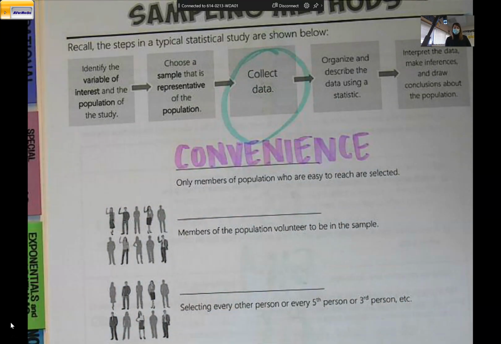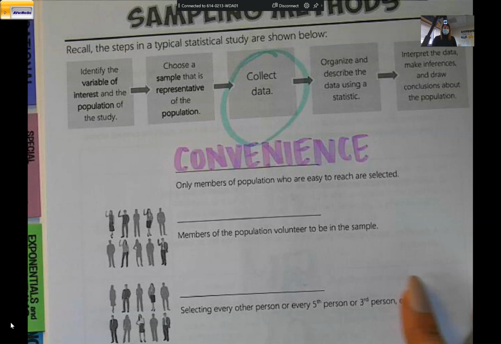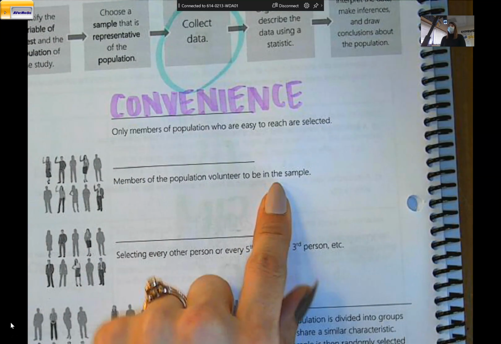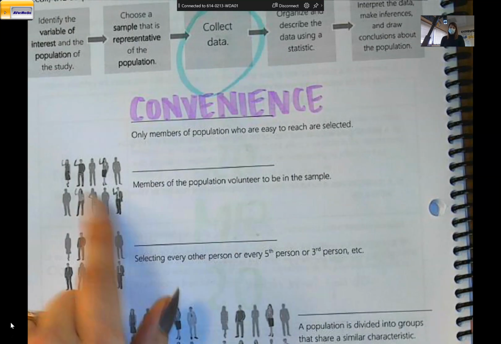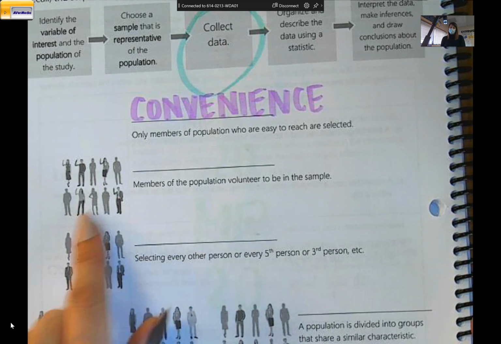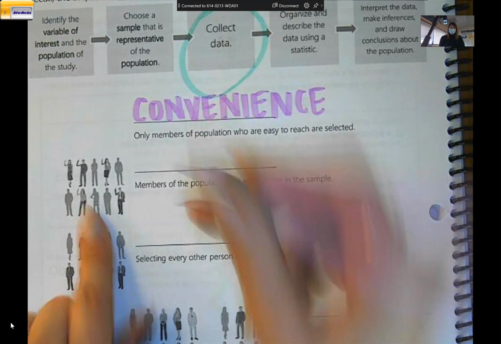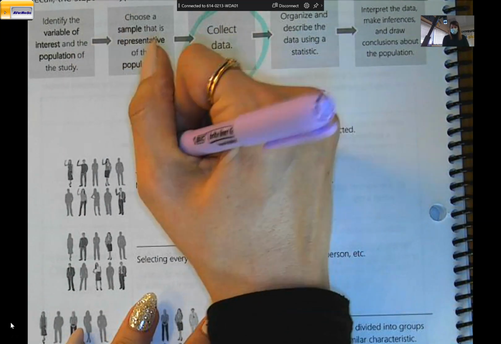Then the rest of these come with a graphic that tries to help explain what's happening. So the next one says, members of the population volunteer to be in the sample. And notice these people have hands up, and the ones that are being chosen are colored in. So this is voluntary response.